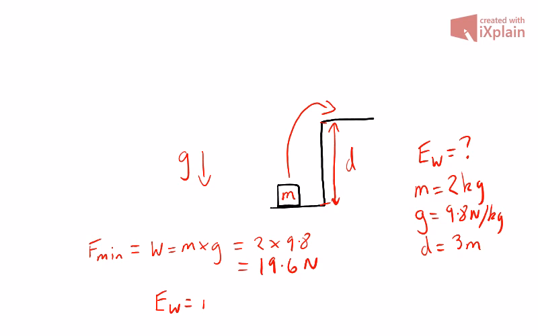So my work done is going to equal that minimum force multiplied by the distance. So that's going to be 19.6 multiplied by 3, and I'll get 58.8 joules. And that's how we get the work done.